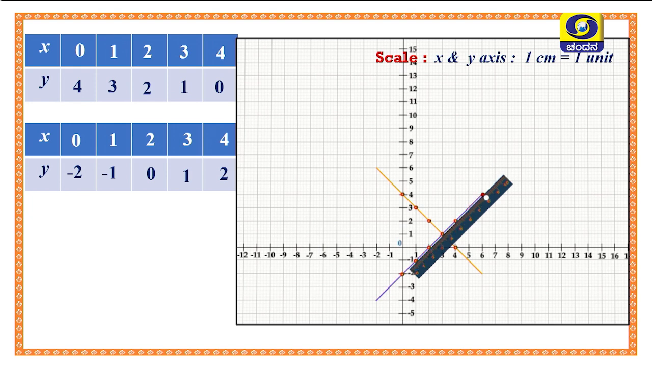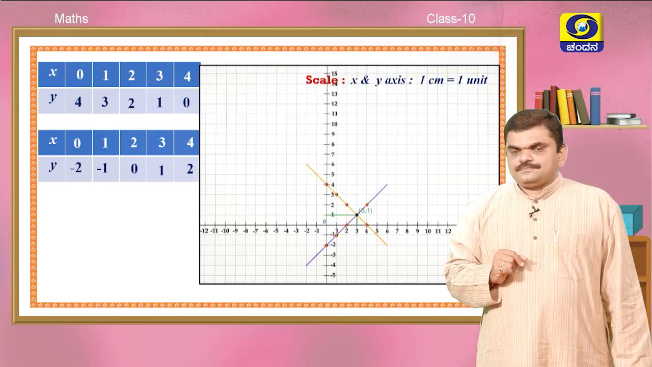Now children, it is your turn to identify the intersecting point of those two lines. It is intersecting at 3, 1. Am I right? Yes, right, horizontal line and vertical line, perpendicular line. Mark that point. That point is 3, 1. Correct, children?